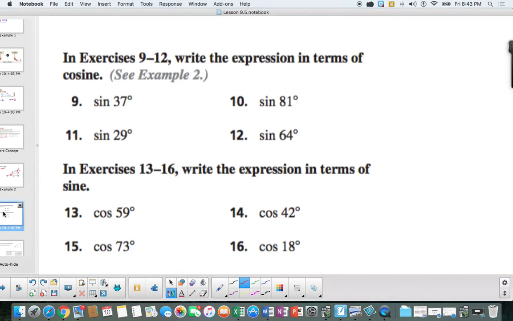In your homework, you're going to be asked to do problems like this. Write the expression in terms of cosine. So this will be equal to the cosine, and again, you have to make sure it's the complement, and the complement will be 53 degrees. For this particular problem, if we want to write the expression in terms of sine, we're going to do the sine, and remember, we have to work with complementary angles, and so this will be 31 degrees.